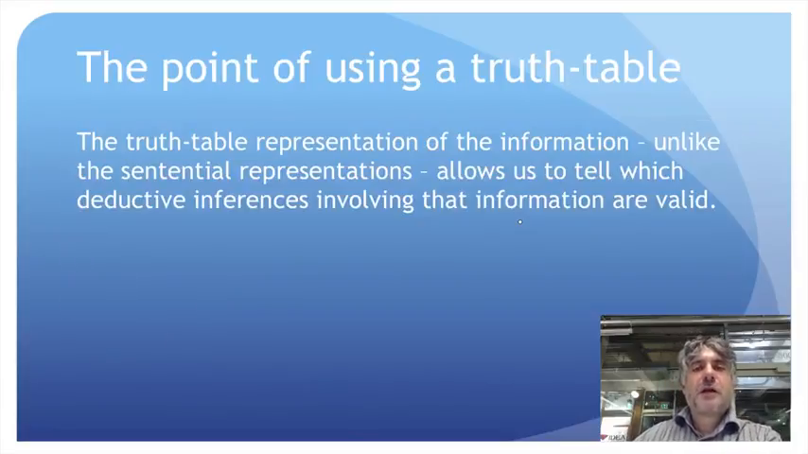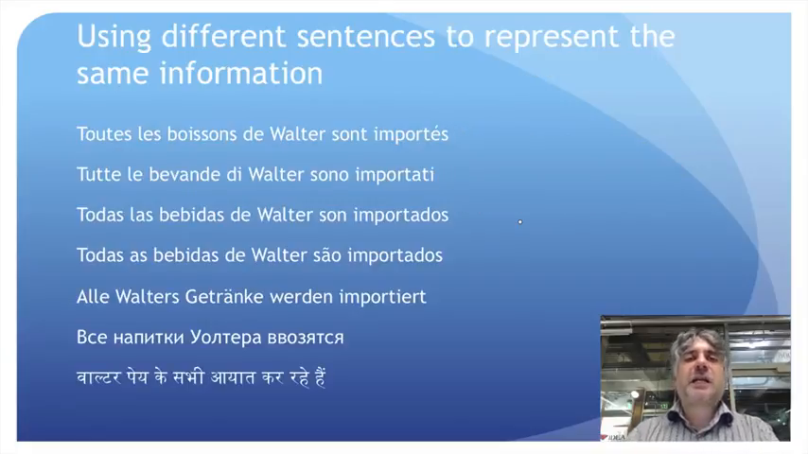Okay, now, how about Venn diagrams? Well, consider again a piece of information that could be represented using any of these 7 sentences. One is in French, one is in Spanish, one is in Italian, and so on. All 7 of these sentences mean the same thing. They express the very same information. And even though they represent the same information, they're useful in different situations.